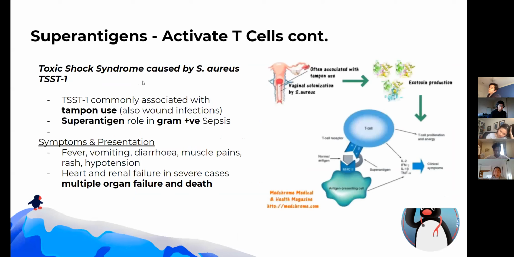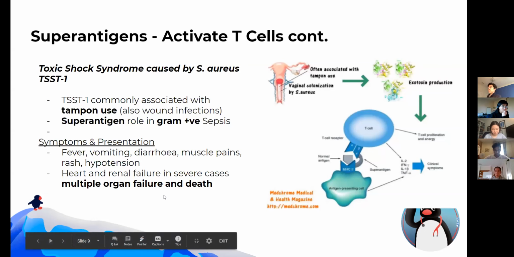So these super antigens are actually what a lot of people know as toxic shock syndrome, which is typically caused by Staph aureus. It's commonly associated with tampon use. The symptoms and presentation of this could include minor things such as a fever, vomiting, diarrhea, muscle pains, hypotension. However, it can lead to heart and renal failure in severe cases, which then causes multiple organ failure and ultimately leads to death.